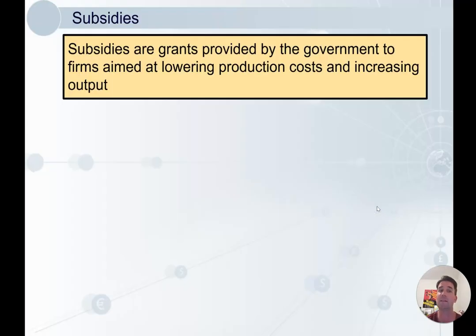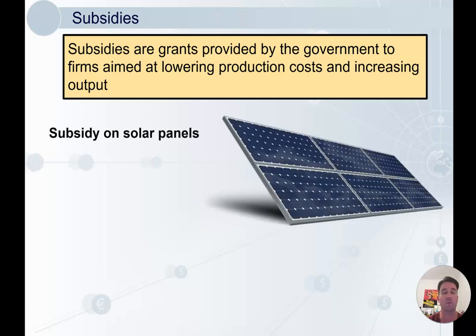Okay, subsidies. These are really the opposite of a tax. So subsidies are grants provided by the government to firms. They're mainly aimed at lowering production costs and increasing output. So they want more of this sold, so they pay them. So solar panels is a famous example of where our government puts on subsidies.